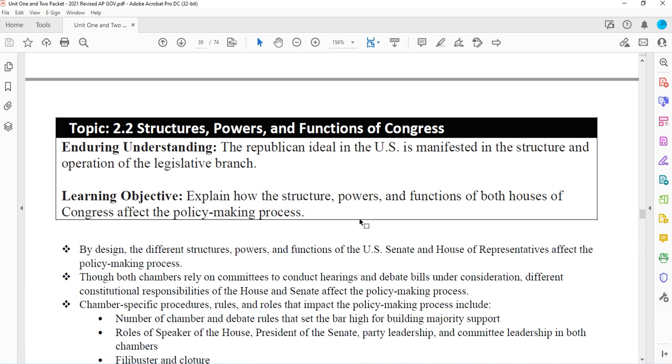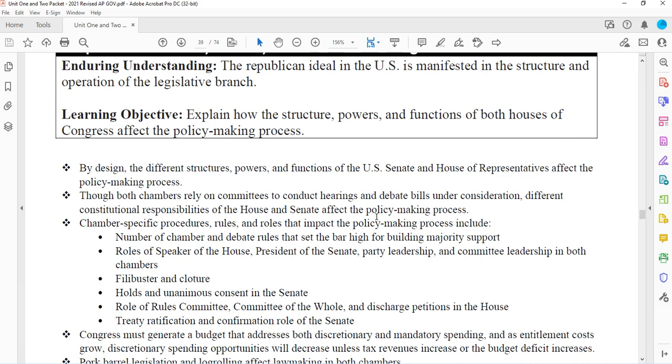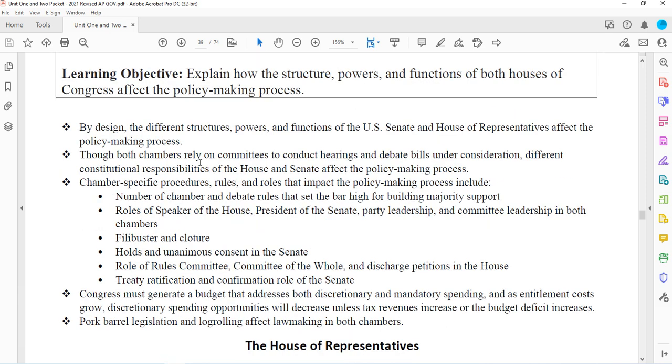You should have your red packets out, and we're in topic 2.2. We're going to go through stuff that we didn't get to yesterday and the day before, finish this out, and then possibly get into 2.3 as well. But anyway, here's the outline, and just as a quick review, here's the College Board outline.